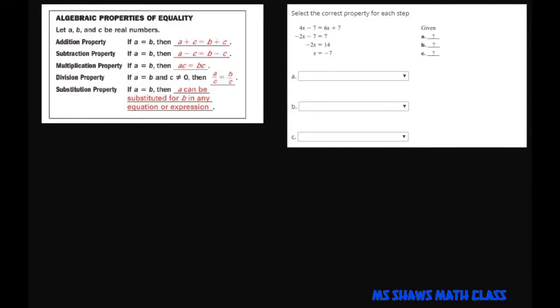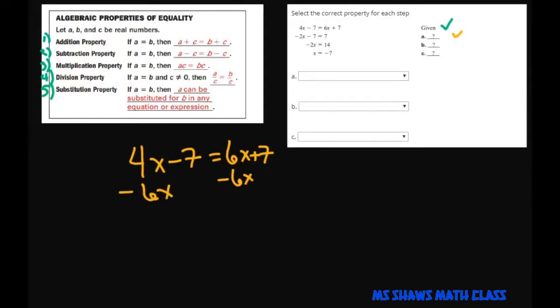And do the same thing for this one. We're going to let this be 1, 2, 3, 4, and 5. So it's given for the first statement. And what I did is, let me just write it out, 4x minus 7 equals 6x plus 7. So to get the second step, I subtracted 6x from both sides, and that gave me negative 2x minus 7 equals 7.